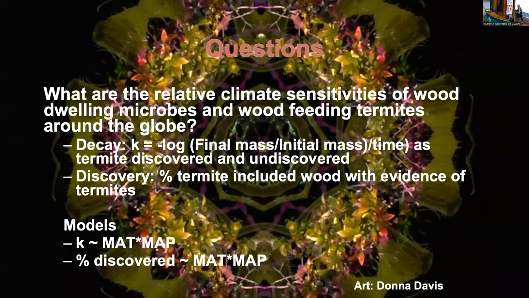Okay, and so to answer our questions, for decay, we looked at the difference in the final mass by the initial mass over time. We separated out those blocks that were discovered by termites versus those that were undiscovered. So undiscovered, just a microbial pathway, discovered, termites plus microbes. And then for discovery, we had 20 stations that were allowing termites in, so termite included, and we counted how many blocks that termites actually found of those. We used mean annual temperature, mean annual precipitation, and its interaction in both models for decay and discovery. Okay, so that's the setup, pretty simple, although analyzing all of those blocks and bringing in everybody's data was quite considerable work.